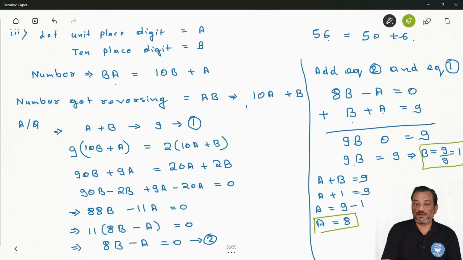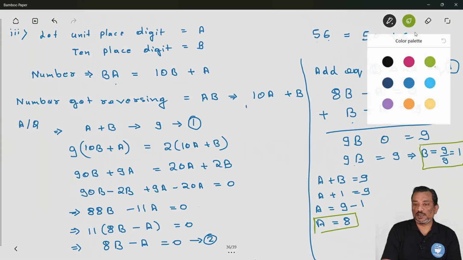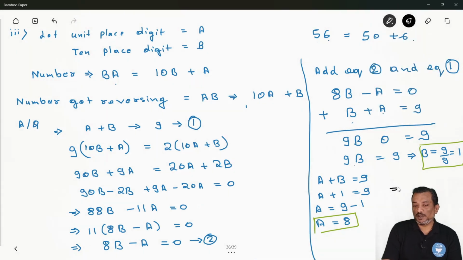So what will you get as the number? So what will your number be? So the number will be here, you can say a is at the unit place, so 8, and b is at the tens place, so 1. So the number will be 18. Okay, hope you got it. So the number will be 18. Okay, clear? So this is your answer.